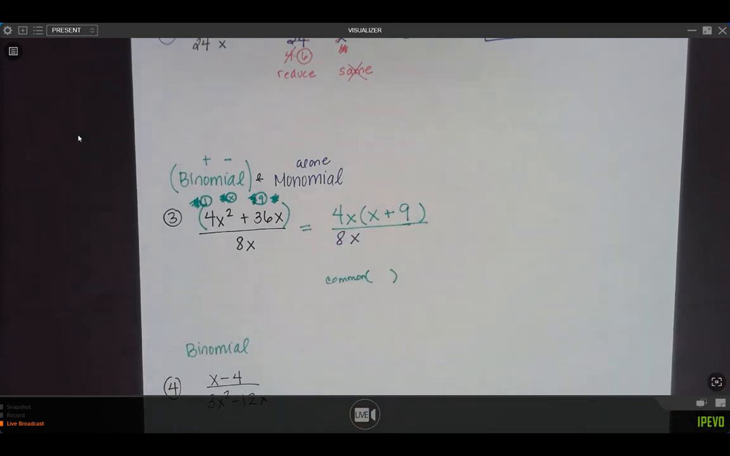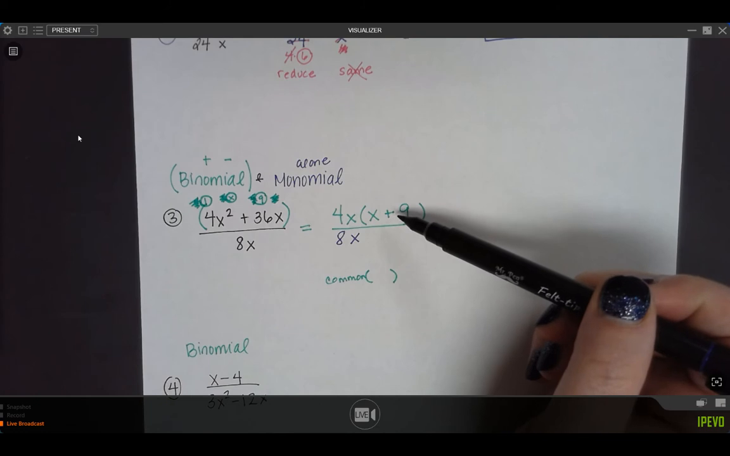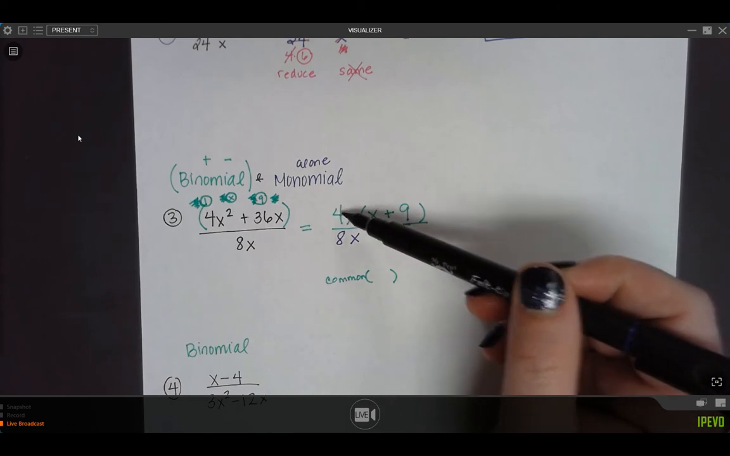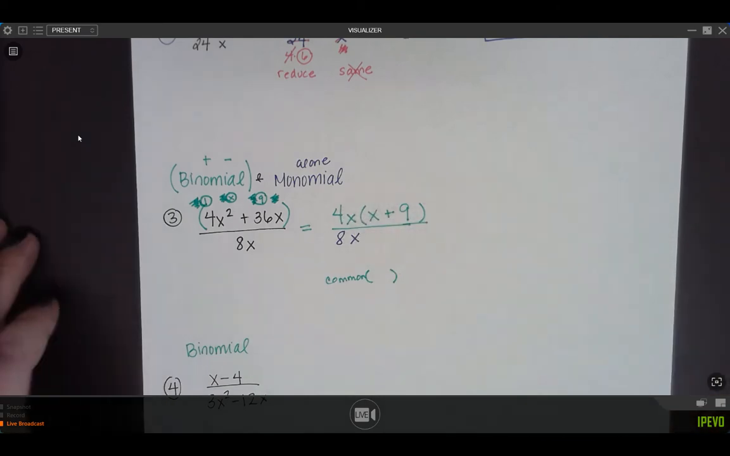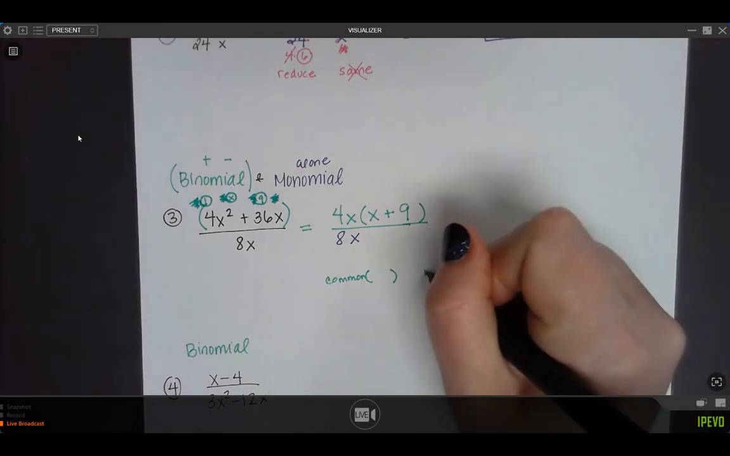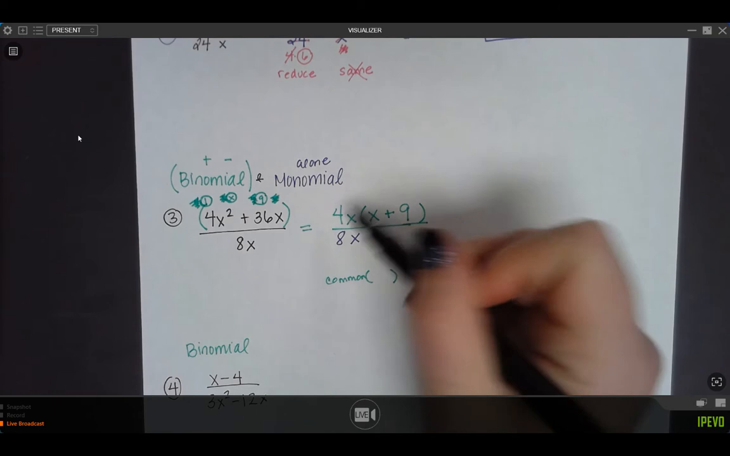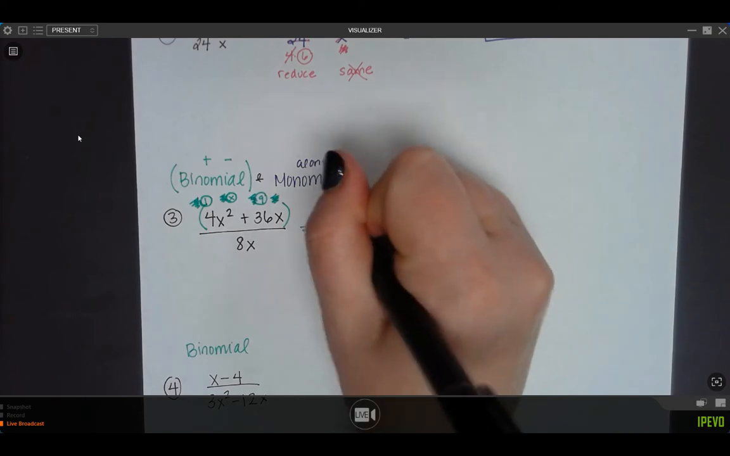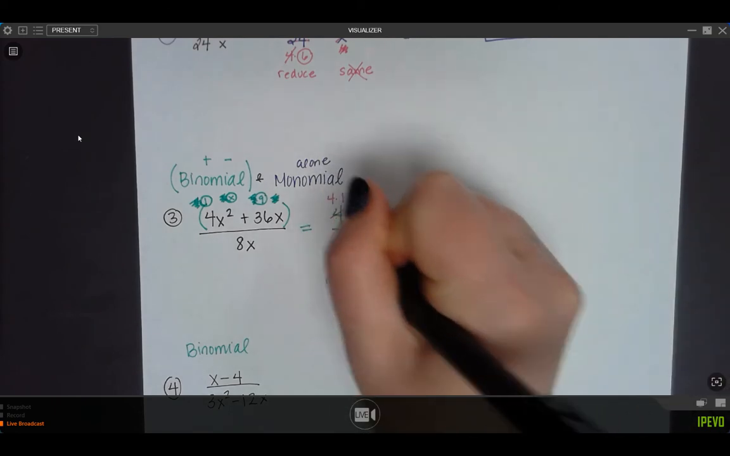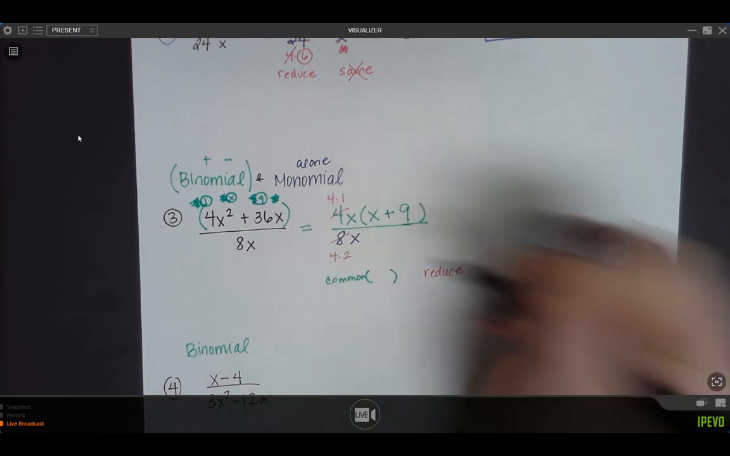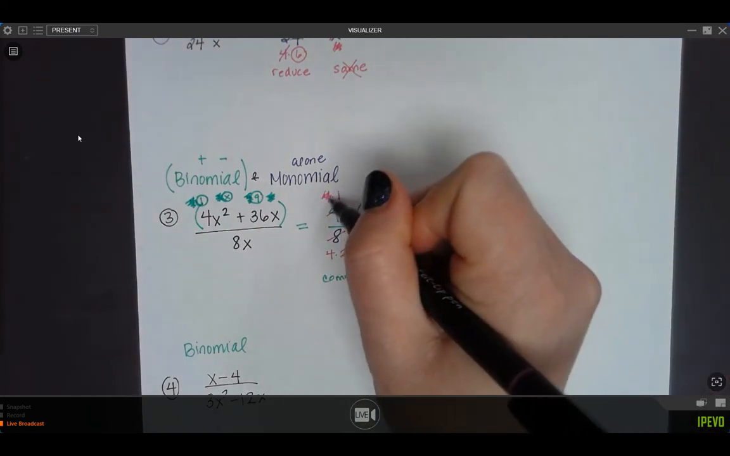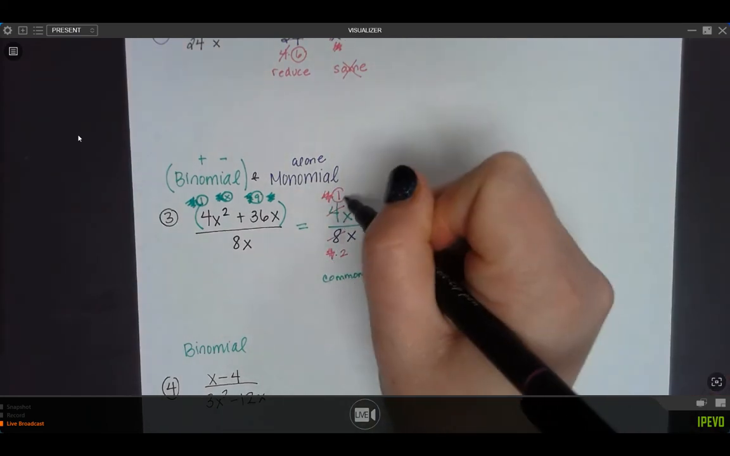All right. Now that I have my parentheses and I have my 4x and my 8x, I'm going to look to see if I can reduce any numbers. So I'm going to look at the number 4, and that's just 4 times 1. I'm going to look at the number 8, and that's 4 times 2. If I take out the number 4, my leftovers are 1 over 2.